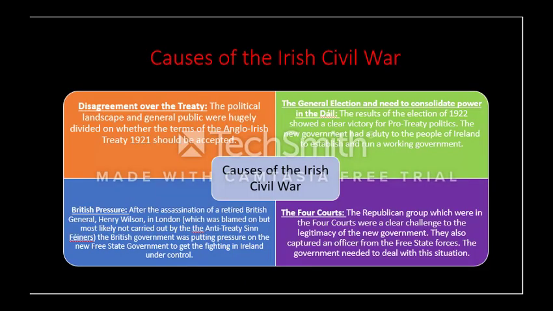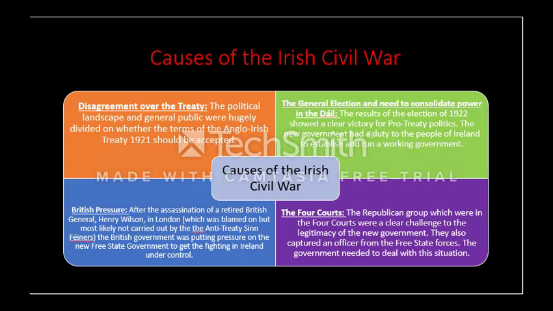So there's a number of things here that are going to lead to problems, and these are the causes of the civil war that does break out later on in the year. So the first cause, as we talked about, is disagreement over the treaty. The political landscape and the general public themselves are hugely divided on the terms of the treaty, should this be accepted or not. Now the majority are saying yes, and it is written into law, but there is still a large section who are against it.